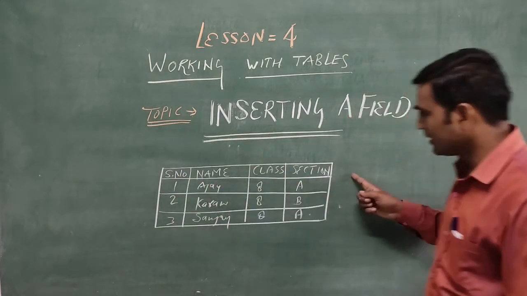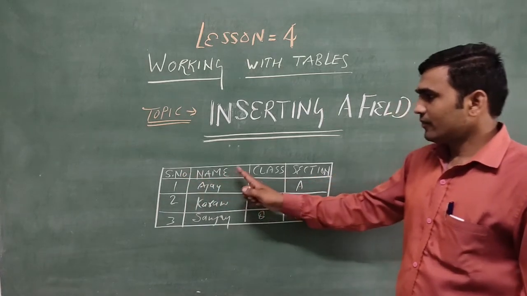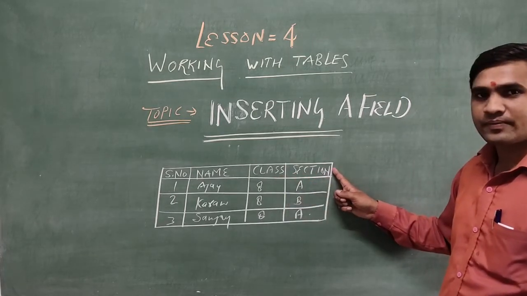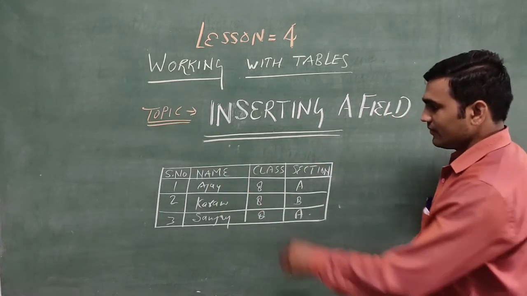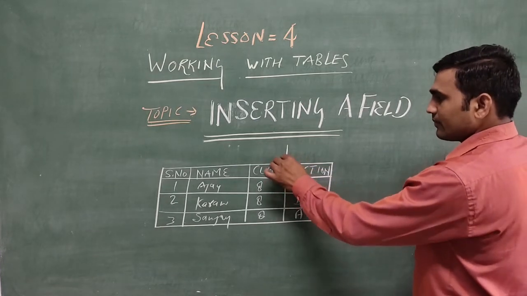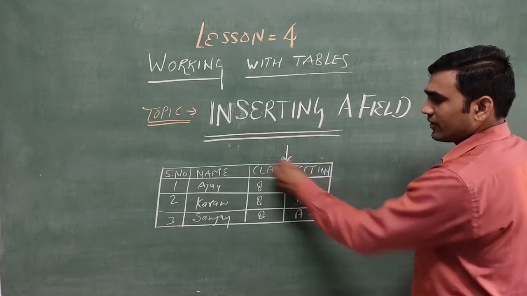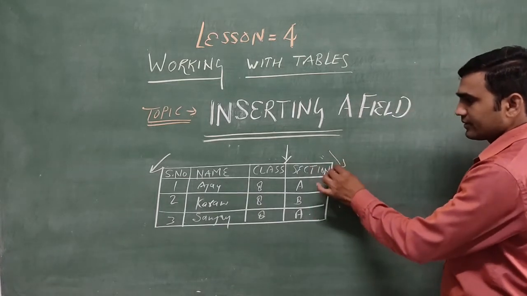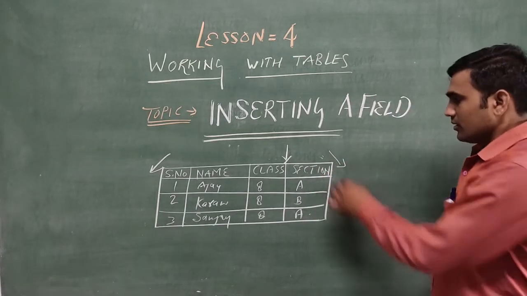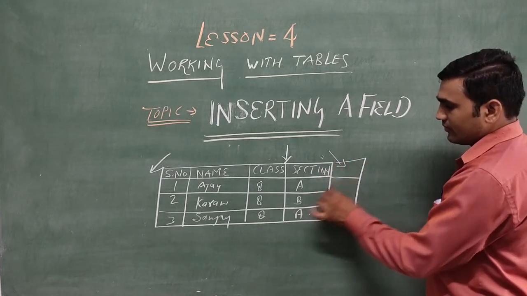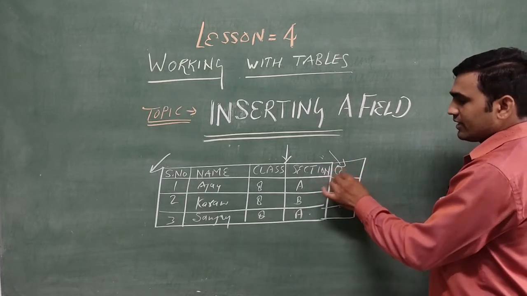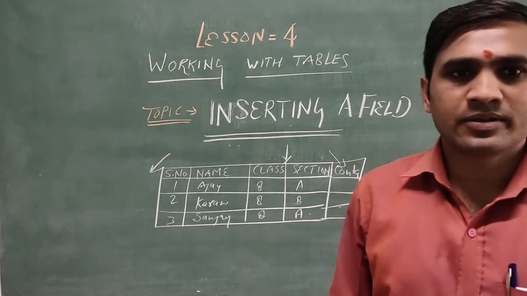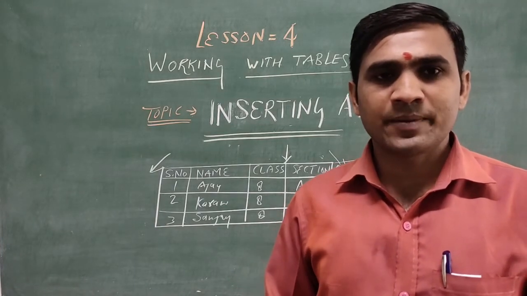Suppose that we have one table: student name, serial number, name, class and section. Okay, and in this table if you want to insert any field between two fields, or maybe before the serial number or here, okay, so if we want to insert a new field, we can use the inserting a field option in our database. So how will we do a practical on the system?